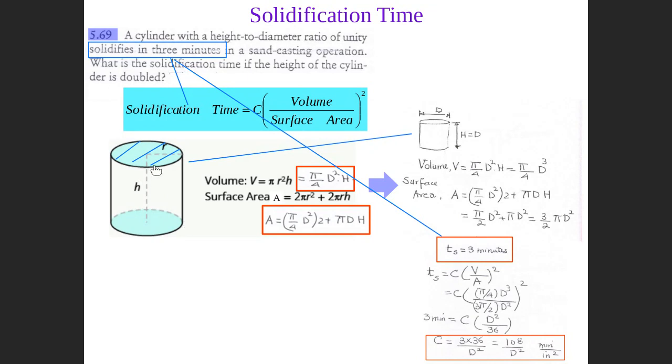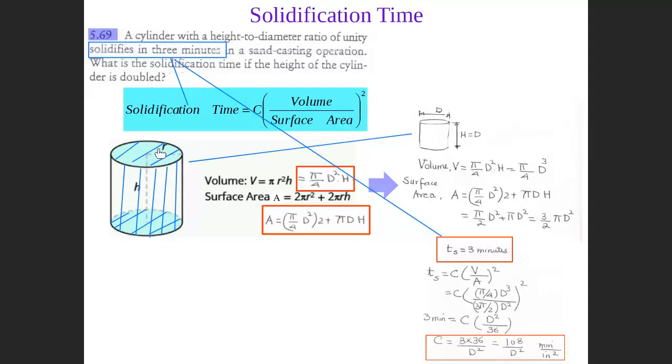What is the surface area of the cylinder? Listen to me carefully. The surface area of the cylinder is the summation of the whole area in contact with the mold. All area, meaning the upper area and lower area. This is another area here, and then what else? All this area is in contact with the mold.